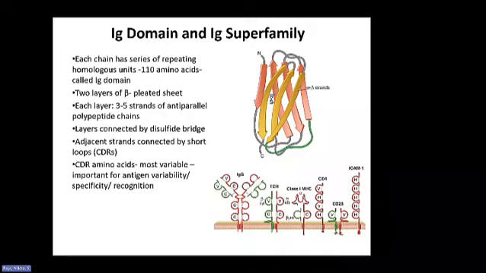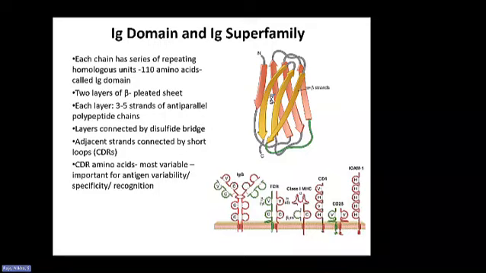The adjacent strands are bound to each other by short loops, and these short loops are also known as CDRs or complementarity determining regions. These are important because this is where the amino acids that make up these chains are most variable. So these CDR regions are the most variable part of the antibody molecules.